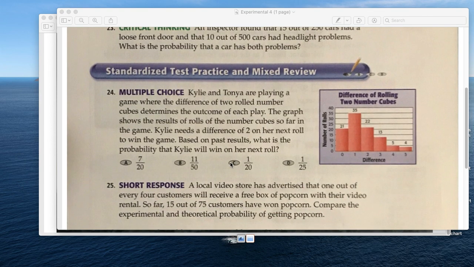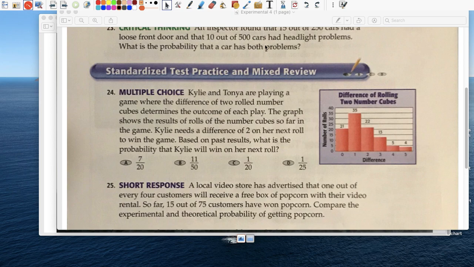All right. Colin and Tony are playing a game where the difference of 2 rolled number cubes determines the outcome of each play. The graph shows the results of rolls of the number cubes so far in the game. Kyle needs a difference of 2 on her next roll to win the game. Based on past results, what's the probability that Kyle will win on her next roll? So she needs a difference of 2.